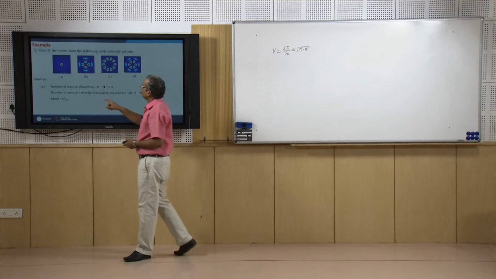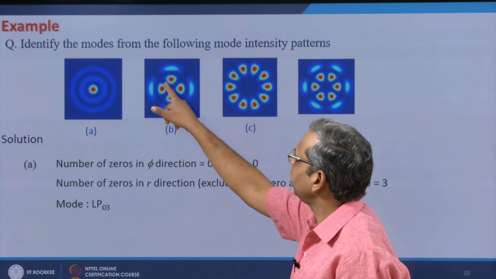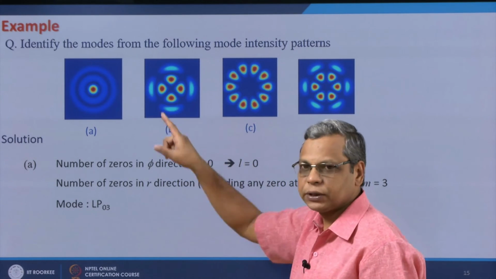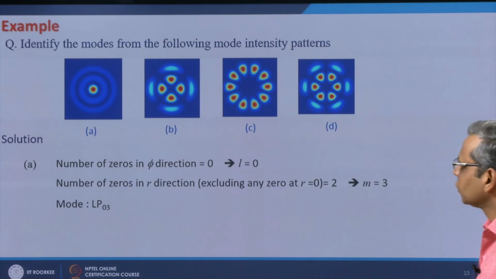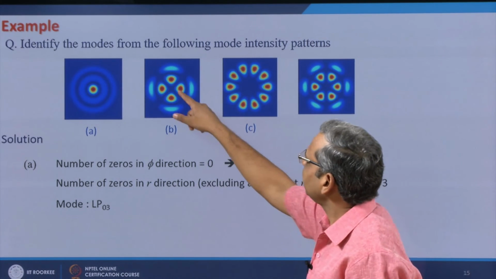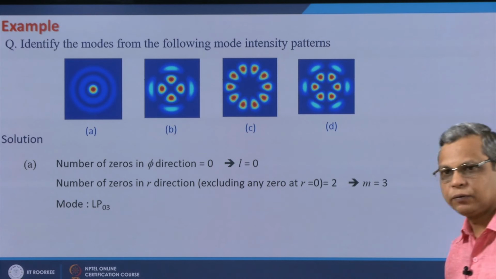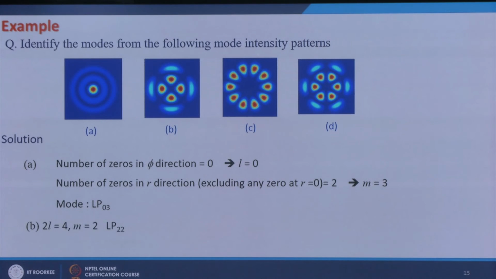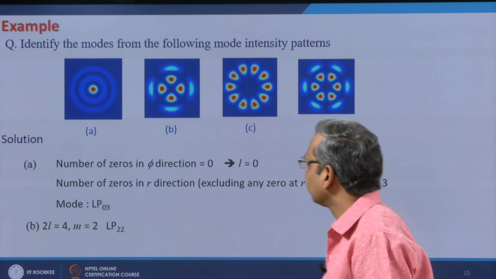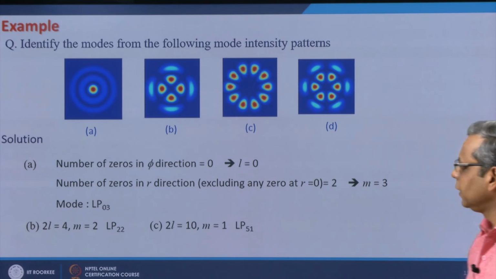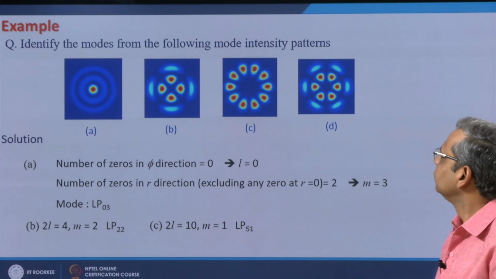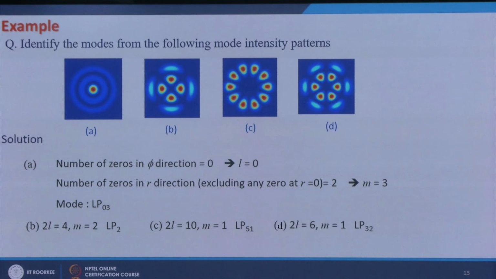Similarly, for this mode the number of zeros in phi direction is 4. So, 2L is equal to 4, L is equal to 2, and for the number of zeros in r direction, you exclude 0 here. So, it is only 1. So, m minus 1 is equal to 1, which means m is equal to 2. So, this is LP22 mode. Similarly, here it is LP51 mode, and this is LP32 mode. So, in this way I can identify any mode.